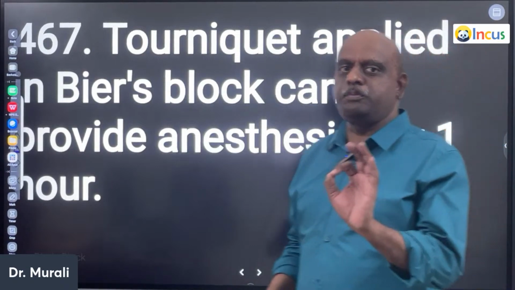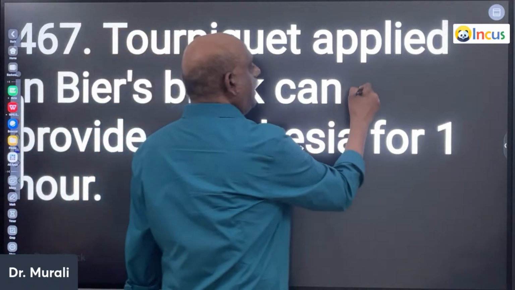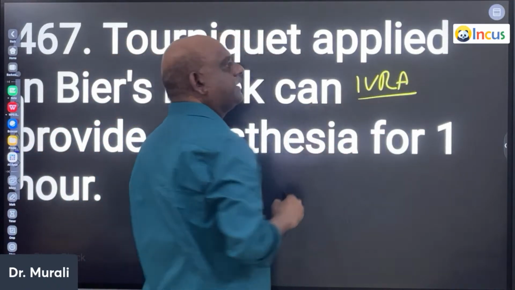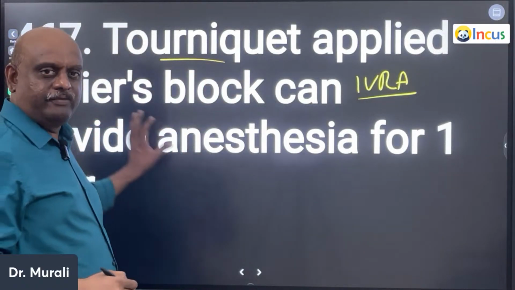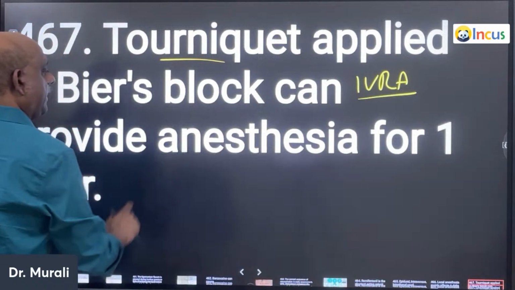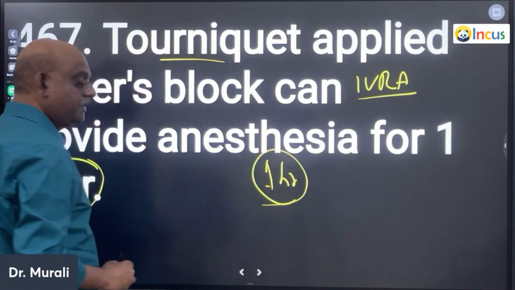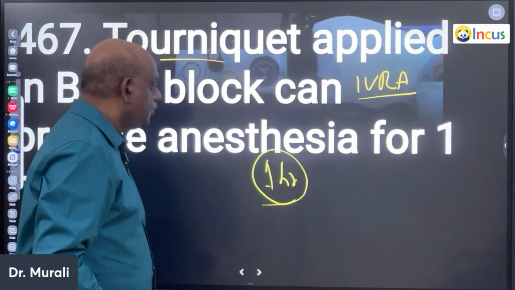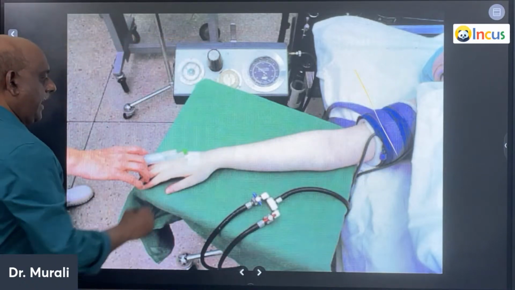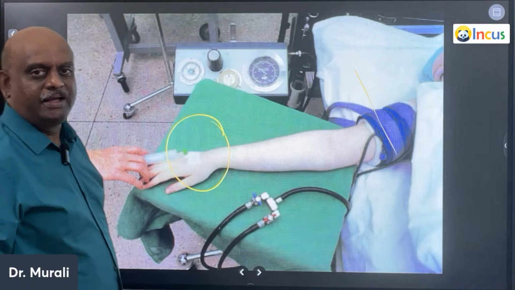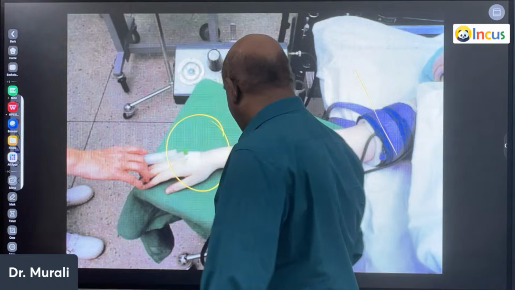Now, Bier's block. So what is Bier's block? Bier's block is a technique called IVRA, intravenous regional anesthesia. You apply a tourniquet and give the Bier's block, and it provides anesthesia for 1 hour. For what duration? 1 hour. So this is how you typically apply a tourniquet and then give intravenous anesthesia in order to extend the duration of the anesthesia, which is called Bier's block.